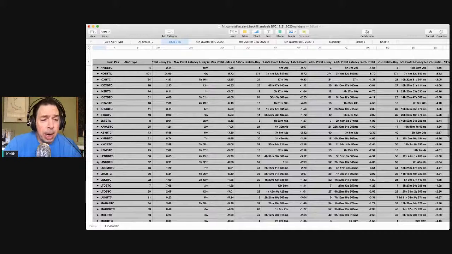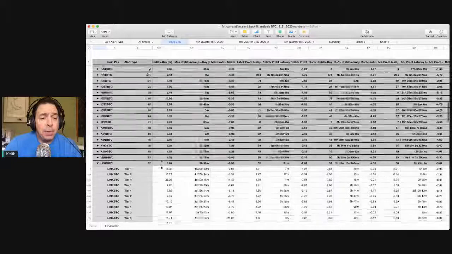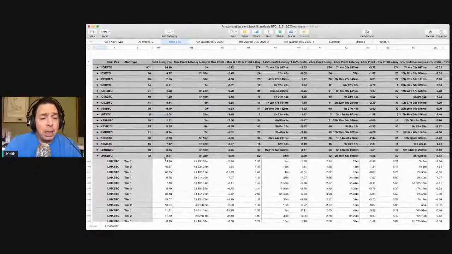Link BTC is a popular one, right? 52 signals. Average 5-day is just under 4%. And max profits happening on that in literally 9 hours and 32 minutes. Some drawdown on that max profit. That's a volatile asset, as we know.